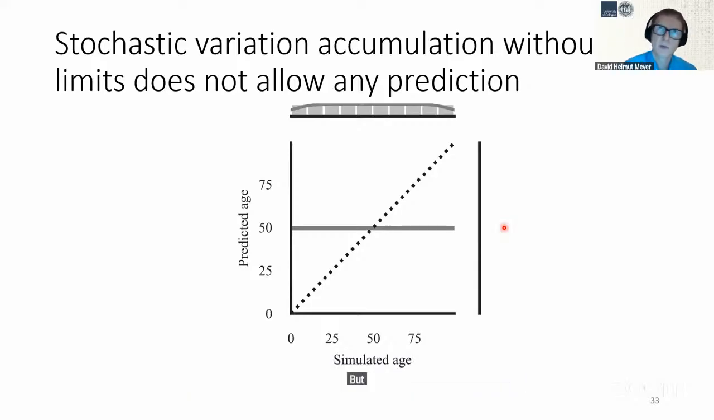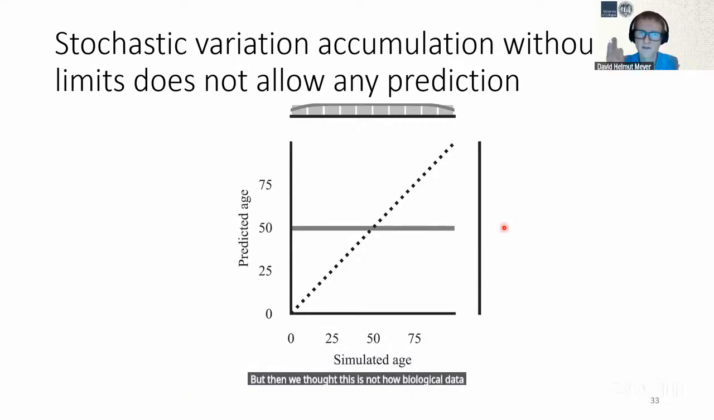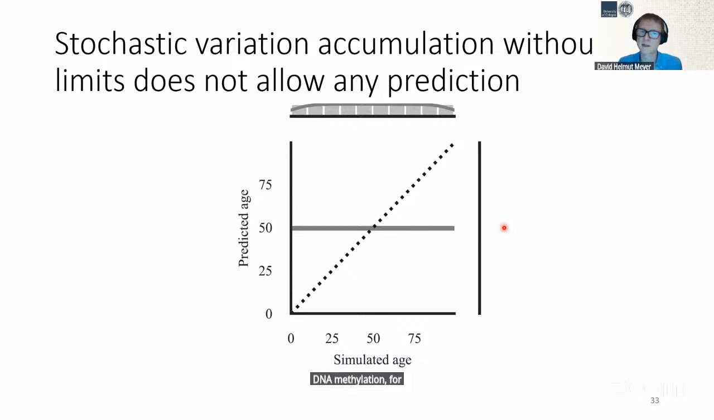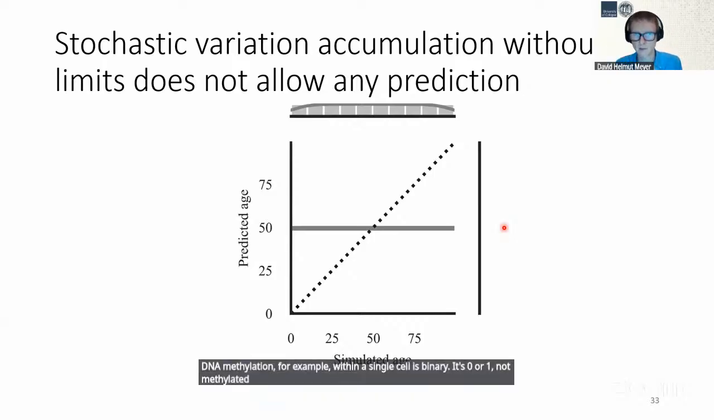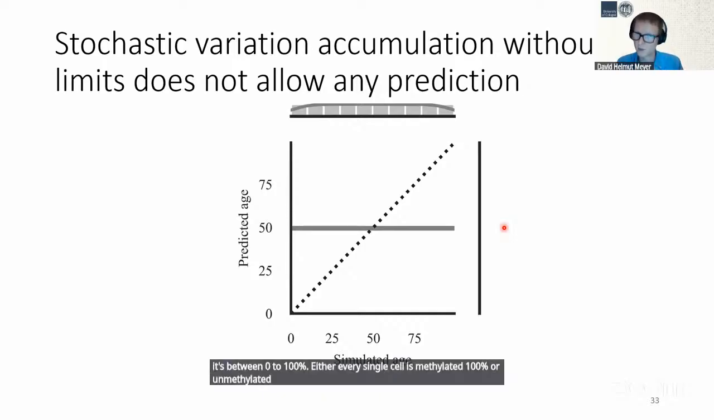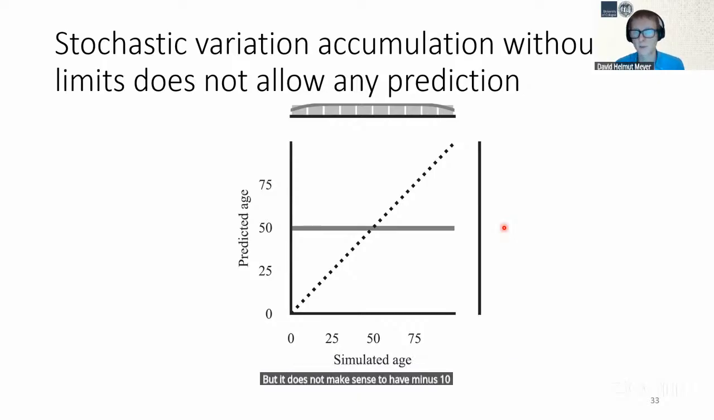But then we thought this is not how biological data behaves. In biology, you usually have some kind of constraints. DNA methylation, for example, within a single cell is binary. It's 0 or 1, not methylated or methylated. If you have a bulk set, so the average of thousands of cells, it's between 0 and 100%. Either every single cell is methylated, 100%, or unmethylated, 0%, or something in between, of course. But it does not make sense to have minus 10% or 110% methylation. So you have constraints, you have limitations.